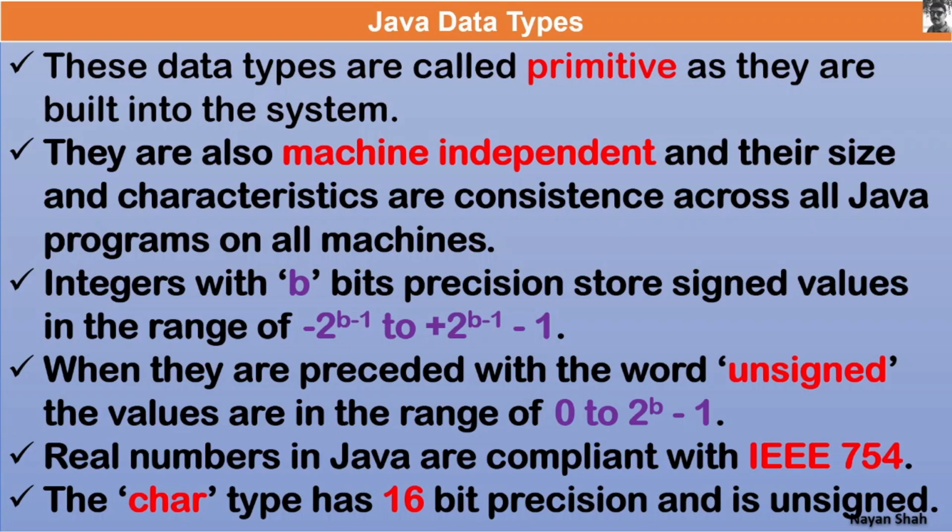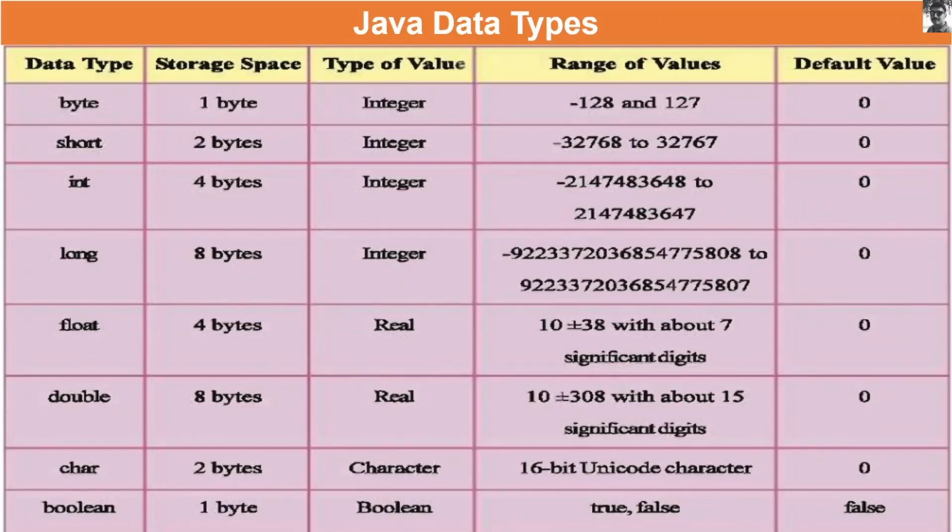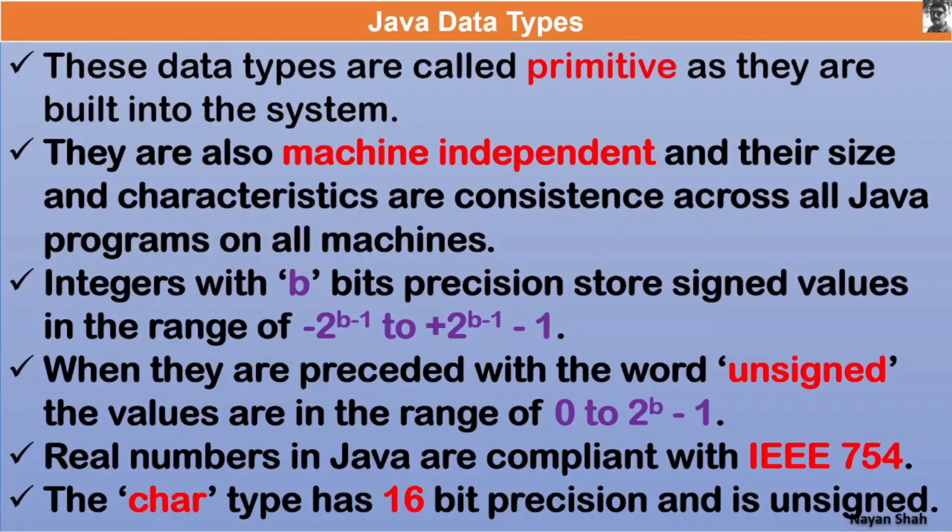Integers, now this is again interesting to understand. Integers with b bits, the number of bits. As you know, byte occupies 1 byte of memory, that means 8 bits. You know that 1 byte is equal to 8 bits. So integers, or numbers with b bits of precision, store signed values in the range of -2 raised to b minus 1 to +2 raised to b minus 1, whole minus 1. Remember, there is a typing mistake in the textbook. This is the correct formula, where b is the number of bits.